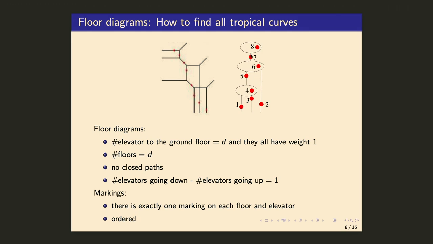And also here, 1 going down, 0 going up. And then we also have to distribute markings. So as here, there's exactly 1 marking on each floor and at each elevator, and these are ordered. And then one can just count all these marked floor diagrams, and these will exactly correspond to the tropical curves we're looking for, and this is something you can actually tell the computer very easily.